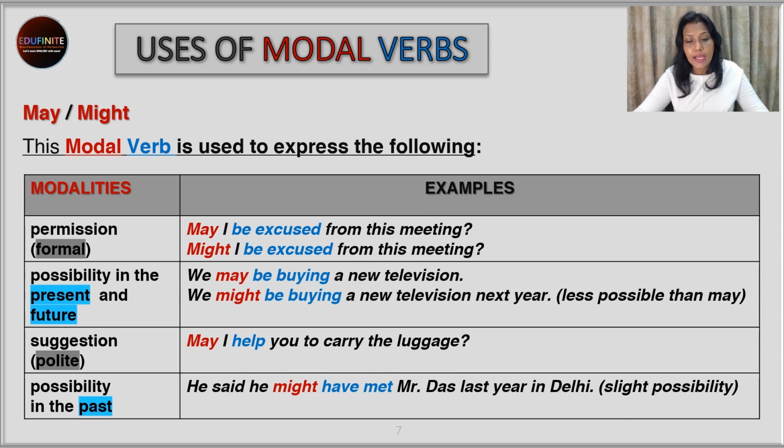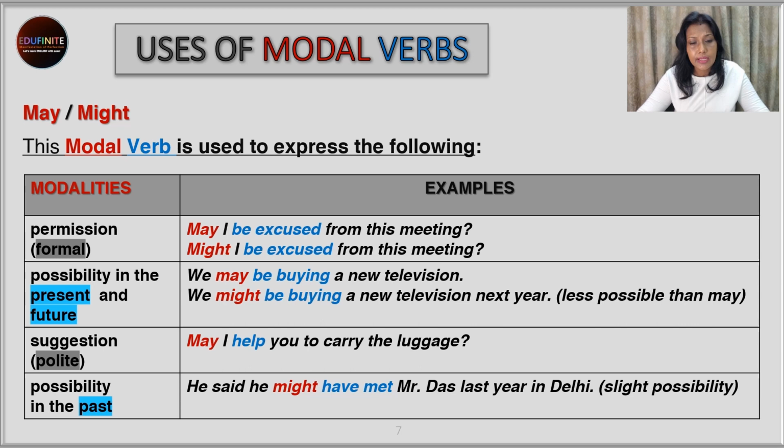Now, possibility in the past. He said he might have met Mr. Das last year in Delhi. So he is not sure whether he met Mr. Das when he was in Delhi last year, but he is trying to recollect, and he's saying that he might have met. So that's a very slight possibility.